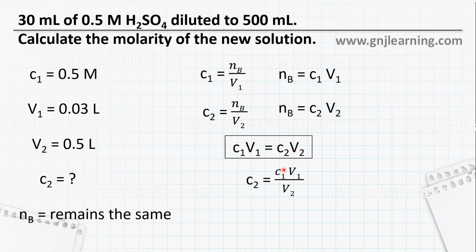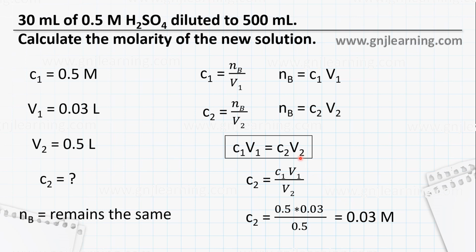C2 is equal to C1 V1 by V2. Substituting the values, C1 is 0.5, V1 is 0.03, divided by 0.5 for V2. The 0.5 will cancel out, so we will get 0.03 molar, or mole per liter, as the molarity of the new solution. By diluting, you can clearly see that the concentration has gone down from 0.5 to 0.03 molar.